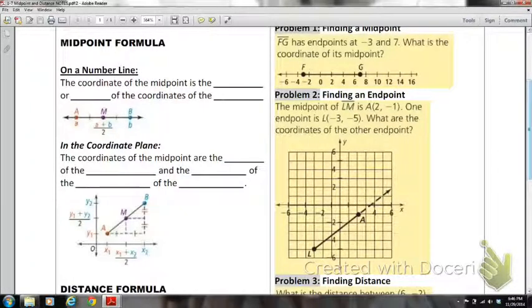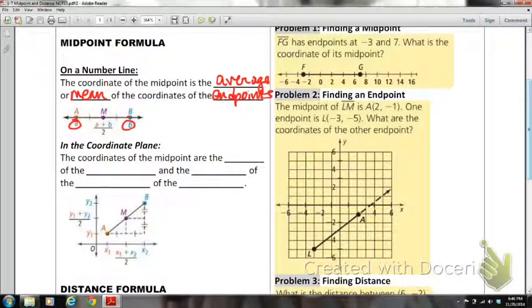So if you look at the midpoint formula on a number line, the coordinate of the midpoint is the average, or the mean, which is just another word for average, of the coordinates of the endpoints. So here on this particular line segment, we have point A with coordinate lowercase a and point B with a coordinate of lowercase b. To find the midpoint, you would add those two coordinates together and divide by 2 to find the average of those two.